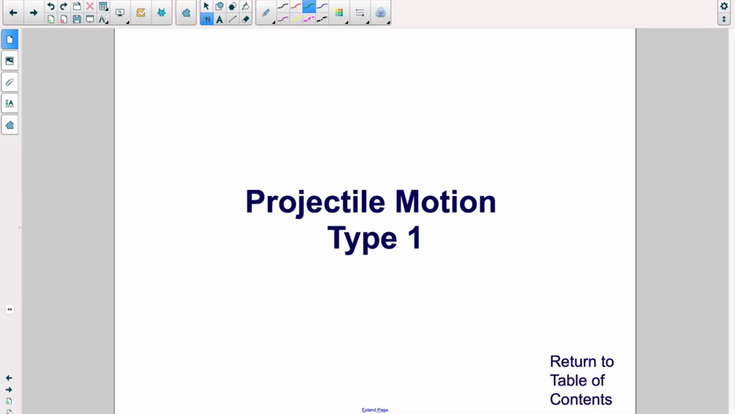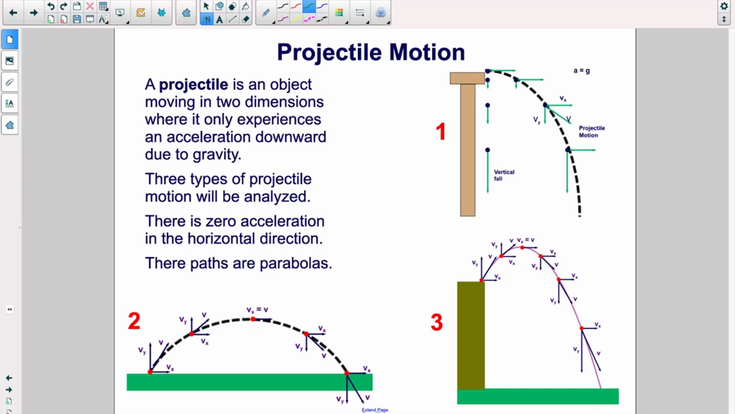Projectile motion type 1. A projectile is an object moving in 2 dimensions where it only experiences an acceleration downward due to gravity. 3 types of projectile motion will be analyzed. Here, when we have a horizontal velocity and then it falls like a marble rolling off a table. Here, like a soccer ball being kicked to another player where it lands at the same height that it was kicked from. And over here, where we launch something off of a cliff at an angle.